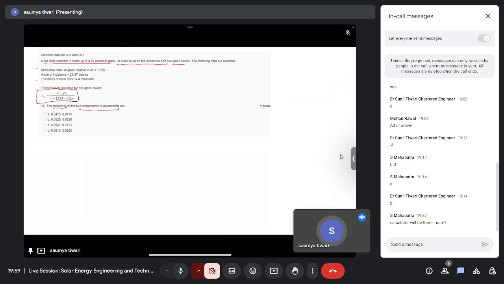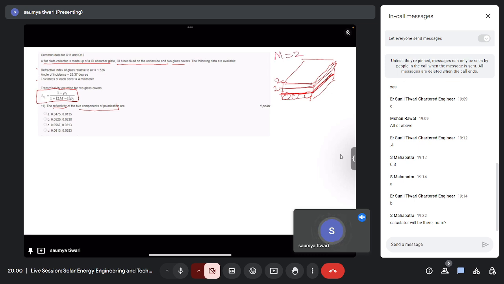So what is given in the question? We have this flat plate collector. Here is your absorber plate. Your tubes are fixed on the underside, and two glass covers are there. This is one glass cover and this is the second glass cover. So the m value here is 2.